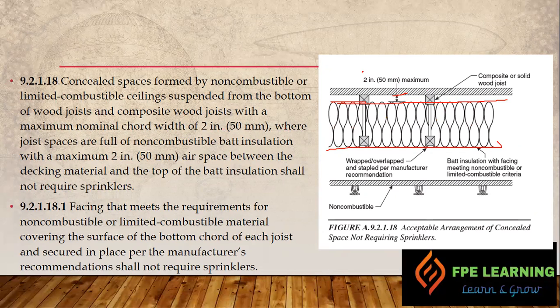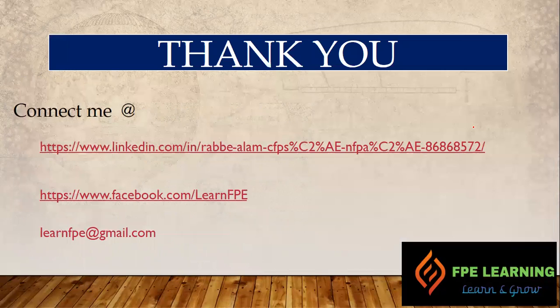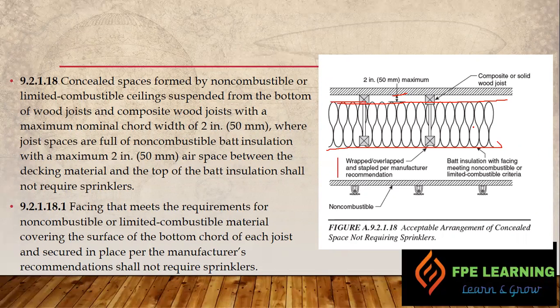And in those cases we don't need a sprinkler system at that location. So you can see here the batt insulation with facing meeting non-combustible or limited combustible criteria needs to be wrapped around this area also, so that it cannot propagate fire from one area to another, right? So that's all about the 18th point of NFPA 13 section 9.2.1 regarding the areas where we can omit the requirement of a sprinkler system.